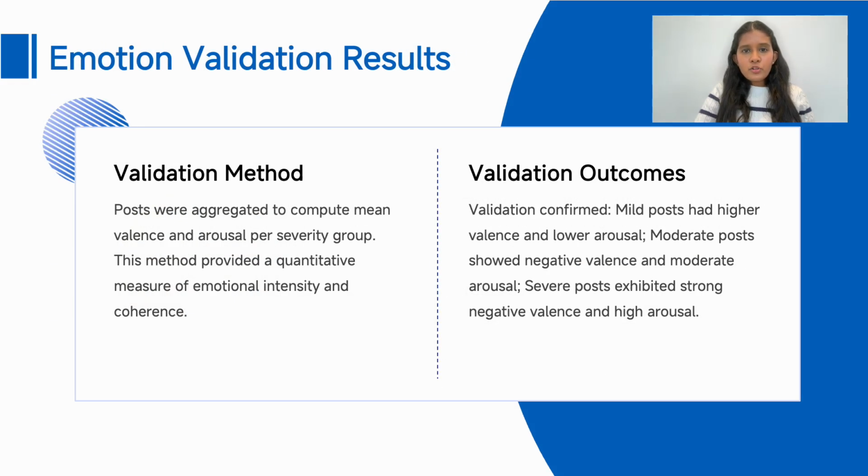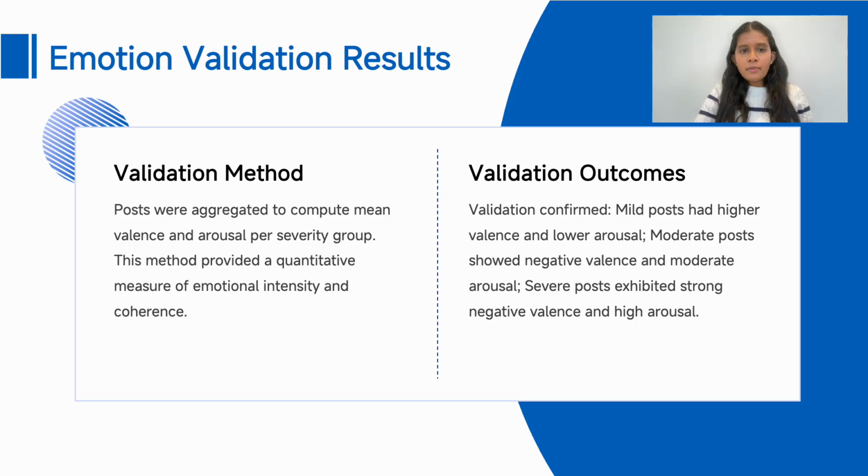After mapping emotions to valence and arousal, I needed to verify whether the reinterpreted severity levels were emotionally coherent. So first, I aggregated all posts within each severity group and calculated the average valence and arousal scores. This gave me a quantitative way to measure the emotional intensity and direction of each category. The results were as expected.